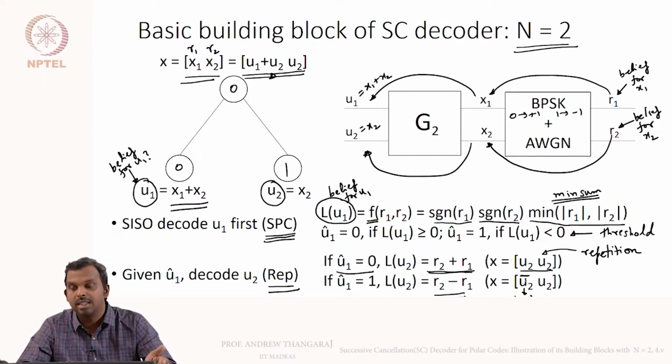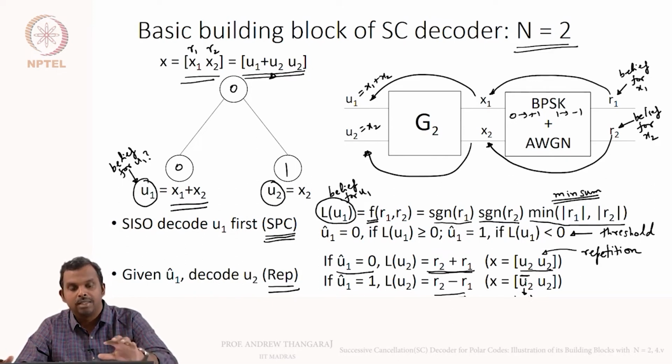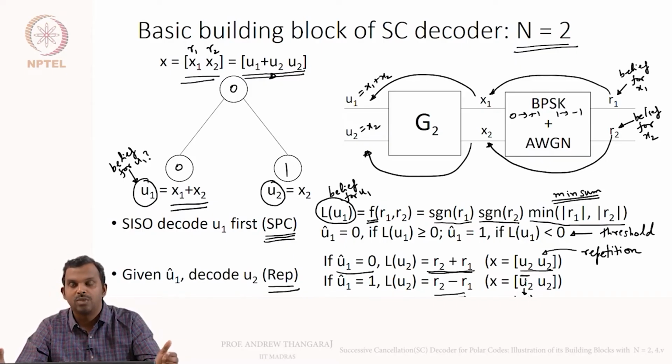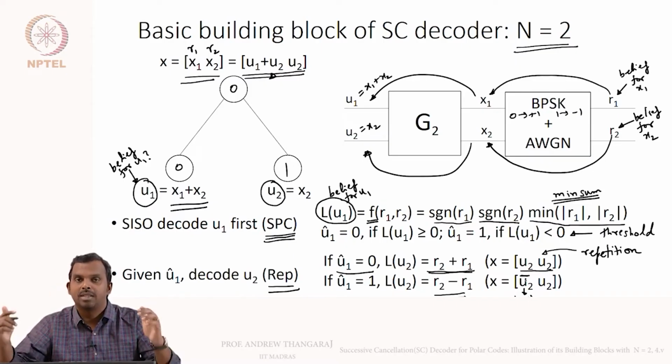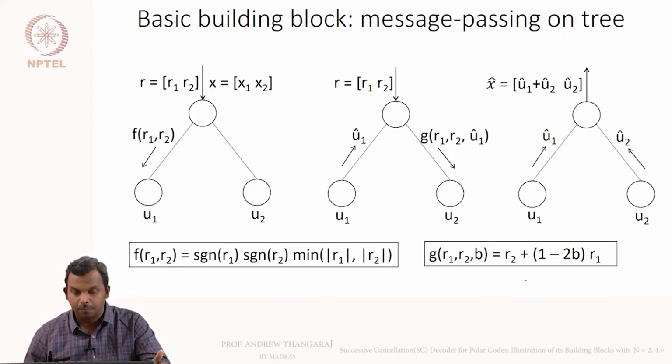So this is the crux of the polar decoder, the simple block that you have here, and this is how you decode on the tree. In the next slide I'm going to interpret these steps as message passing decoding on the tree. Once we see it as message passing, you can start extending it to larger block lengths and see how the message passing can be extended. So let me show this as message passing on a tree.